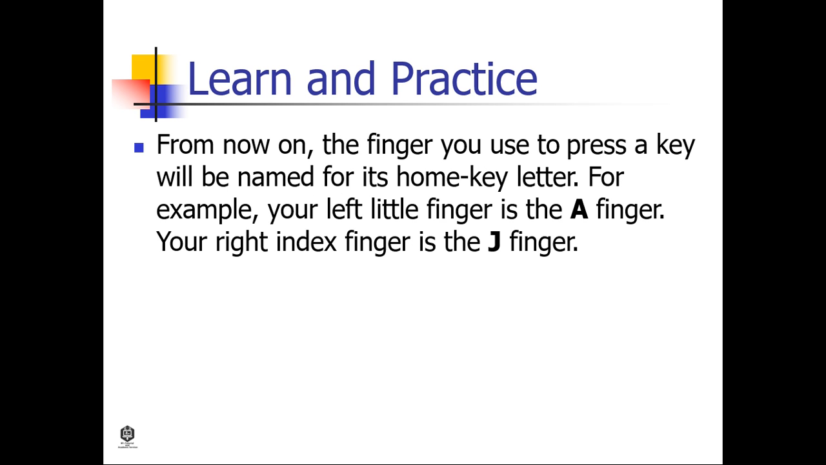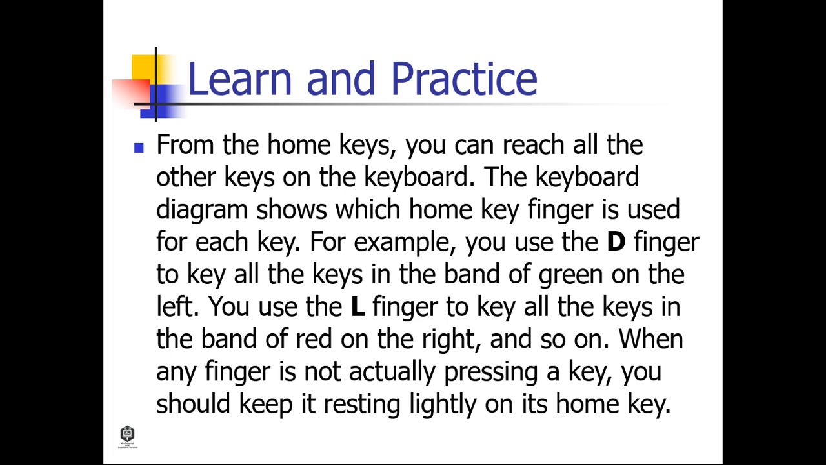From now on, the finger you use to press a key will be named for its home key letter. For example, your left little finger is the A finger. Your right index finger is the J finger. From the home keys, you can reach all the other keys on the keyboard. The keyboard diagram shows which home key finger is used for each key. For example, you use the D finger to key all the keys in the band of green on the left.